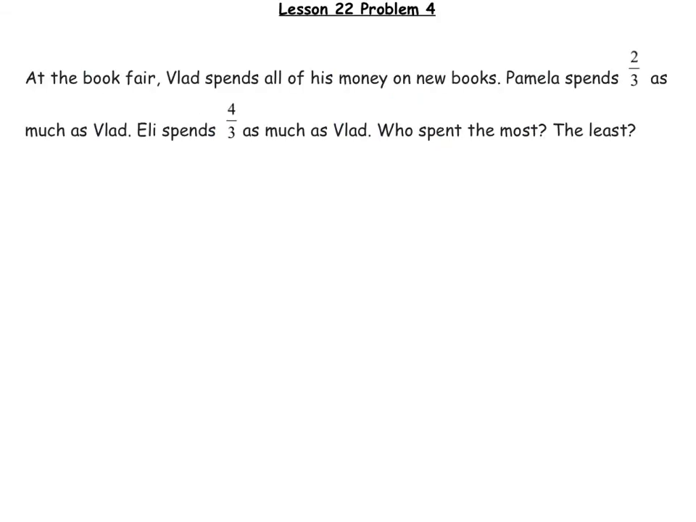Last problem. At the book fair, Vlad spends all of his money on new books. Pamela spends 2/3 as much as Vlad, and Eli spends 4/3 as much as Vlad. Who spent the most? Who spent the least? So those are my questions. Question 1 is the most. Question 2, the least.